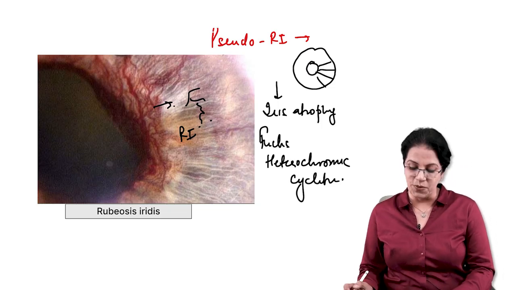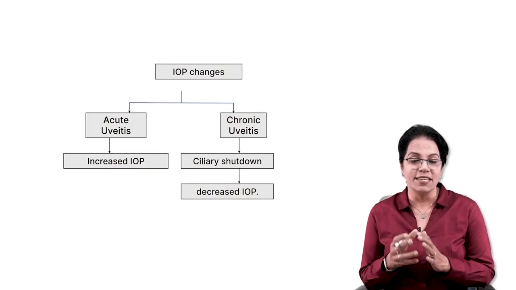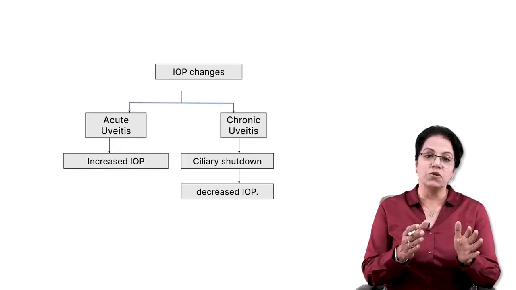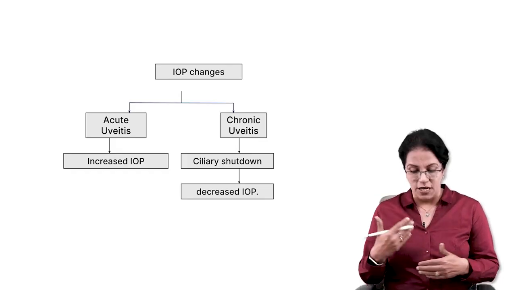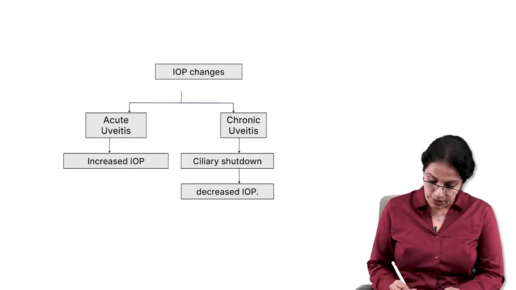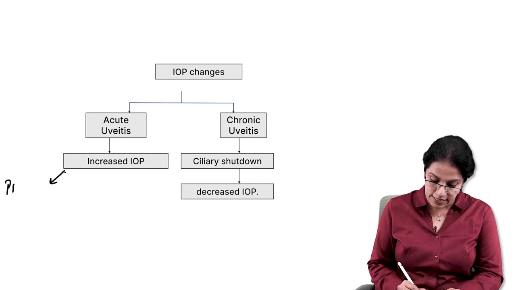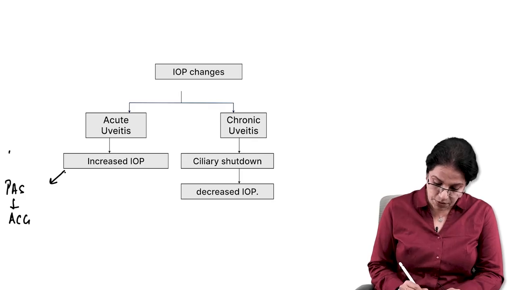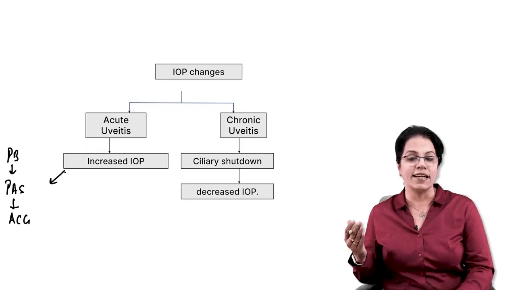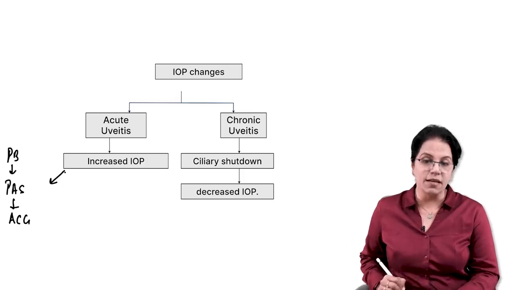Lastly, we also have to talk about what are the IOP changes in anterior uveitis. If it's an acute uveitis, of course, it is because of synechia formation. Just now we talked about how a peripheral anterior synechia can lead to angle closure glaucoma. First of all, there is a pupillary block and how it leads to iris bombe, peripheral anterior synechia and angle closure glaucoma. That is one mechanism for rise in the pressures.